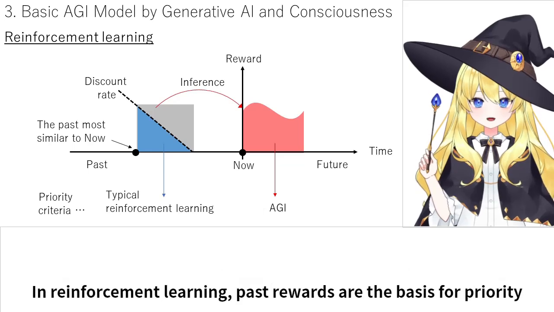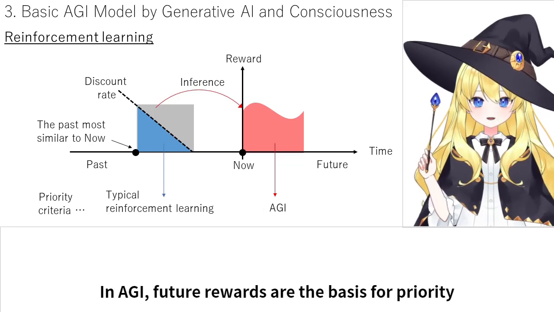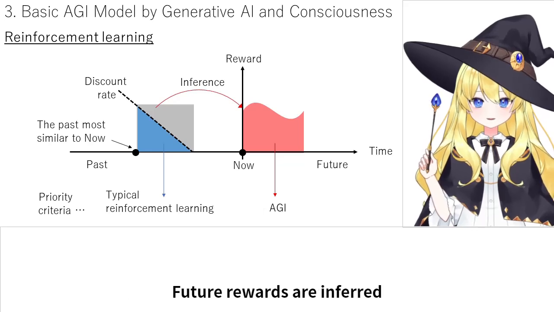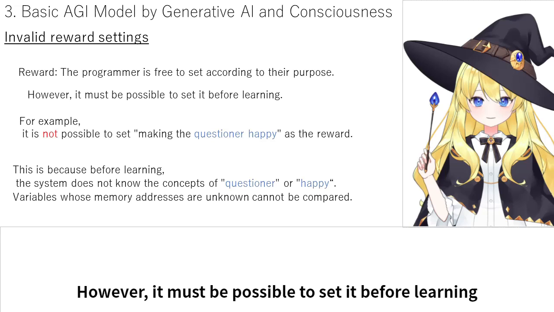In reinforcement learning, past rewards are the basis for priority. A discount rate is applied based on similar past rewards. In AGI, future rewards are the basis for priority. Future rewards are inferred. The programmer is free to set the reward according to their purpose. However, it must be possible to set it before learning.